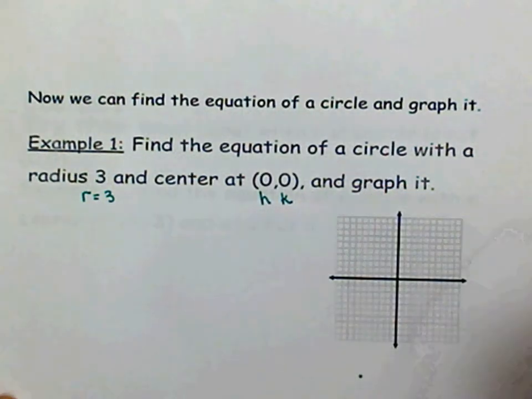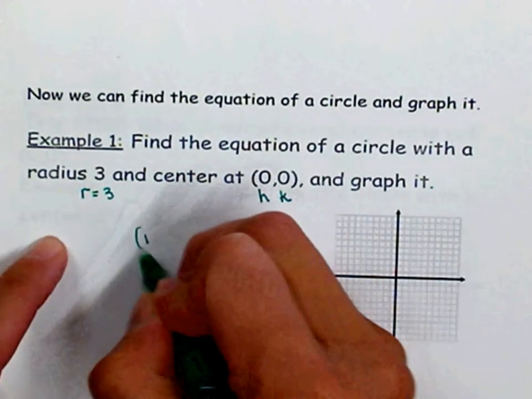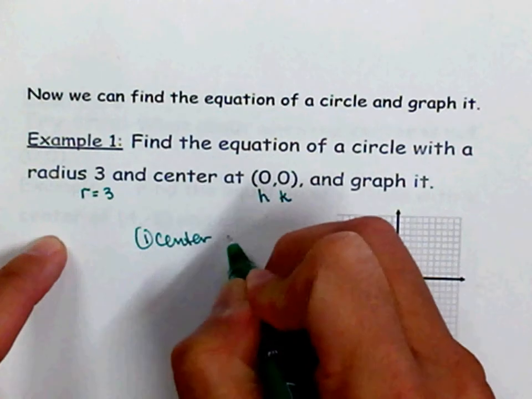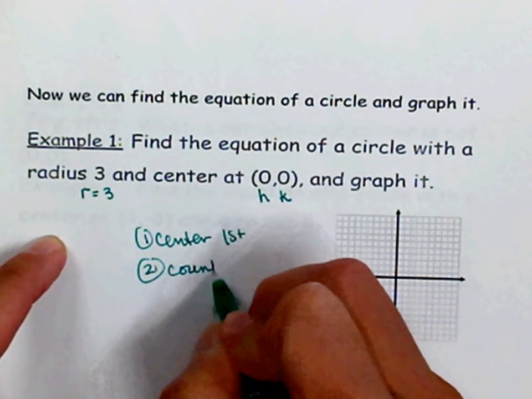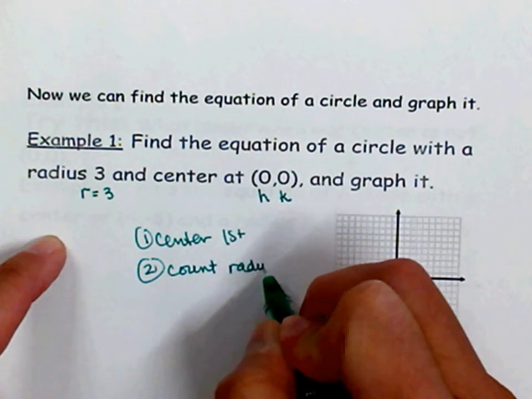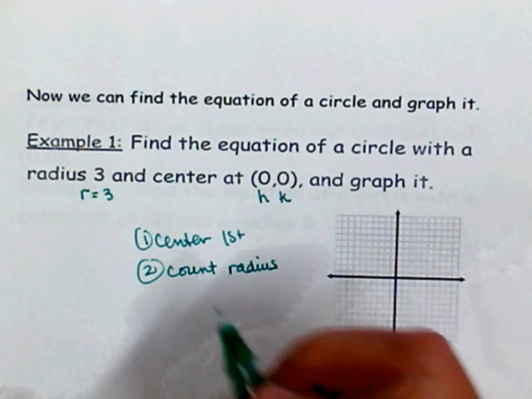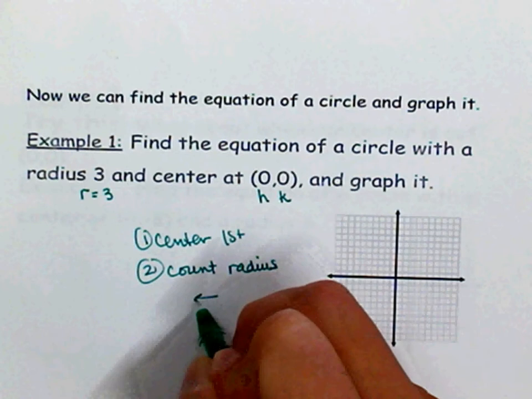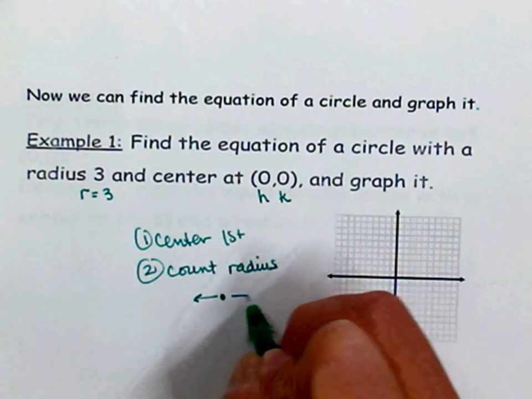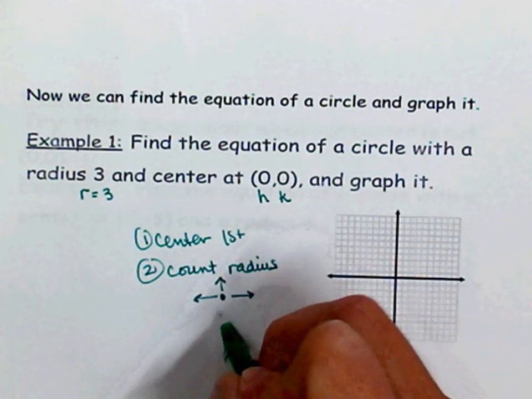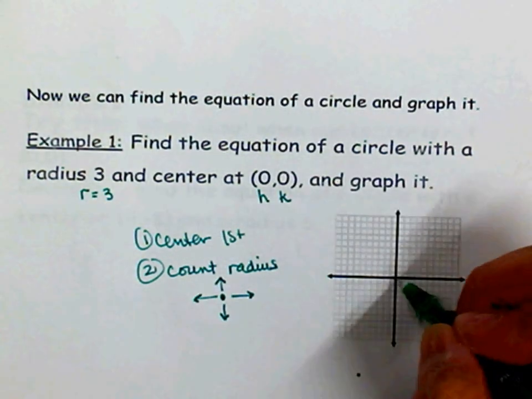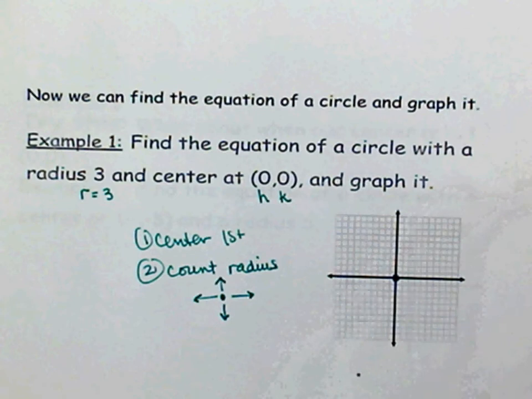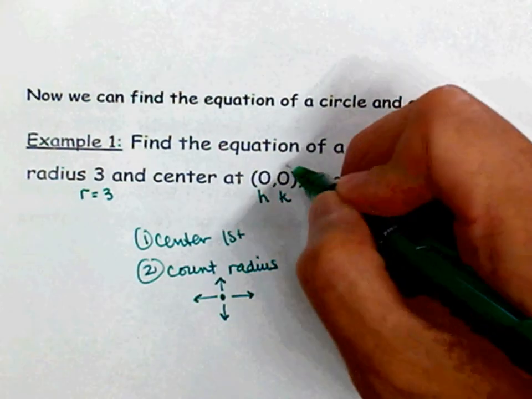Graph the center first. Then you count your radius. Pretty much is the easiest way to do it. You're going to count to four different places: to the left from the center, to the right, up, and down, and that'll form your circle. So your center is 0, 0. So I'm going to go to my center, which is called the origin, by the way. If you forgot what 0, 0 is, that's called the origin.